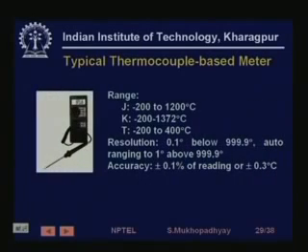This is a picture of a typical thermocouple based meter. See, this is a probe, and these meters are constructed such that you can connect various types of thermocouple, J, K, T. You get pretty good accuracy, which is 0.1% of reading over this range, or plus minus 0.3 degrees centigrade. So you have various other electronic features also. So these are very popular instruments which are used in the industry. So having seen these, these are the main types of sensors which are used.